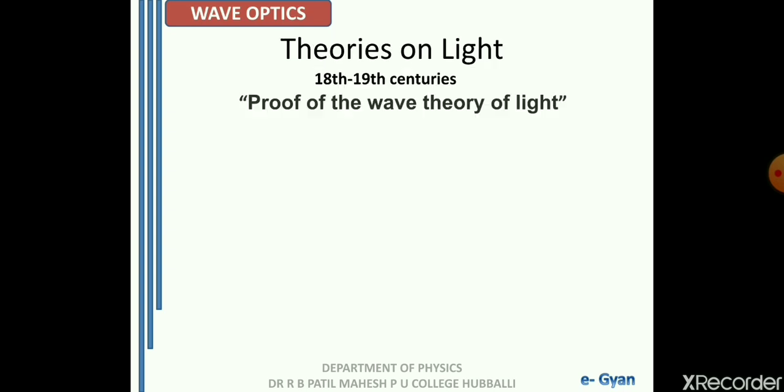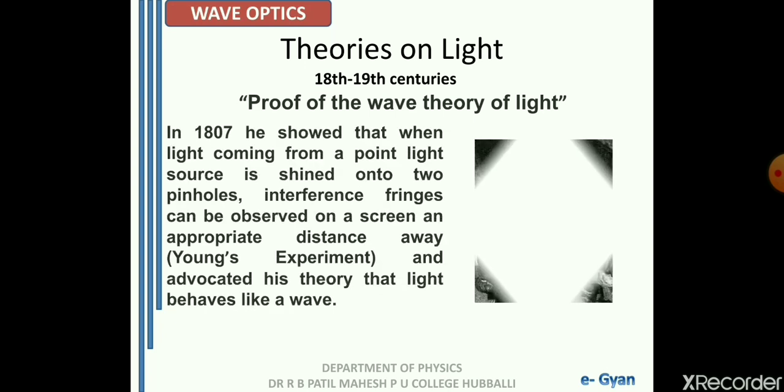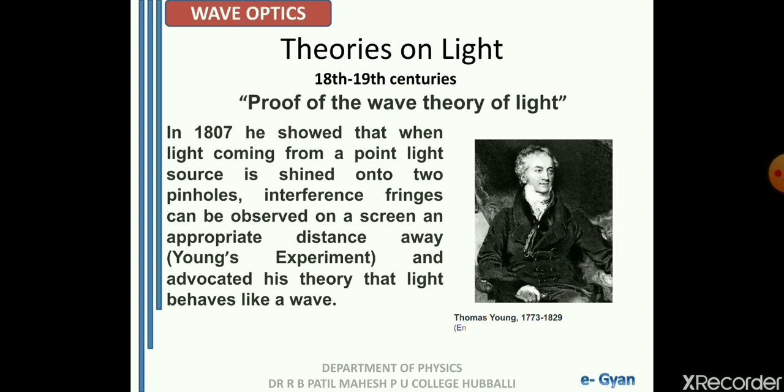Then in the 18th and 19th century, the wave theory which was proposed by Christian Huygens was supported. A proof for the wave theory of light was given by one more scientist called Thomas Young. Thomas Young took 2 pinholes and illuminated those with light, and these produced the beautiful pattern called interference pattern, which had alternating bright and dark fringes.